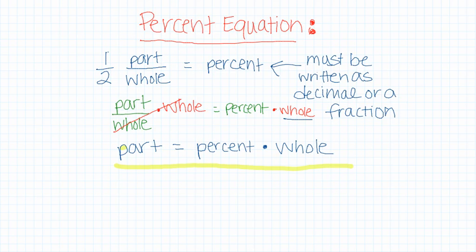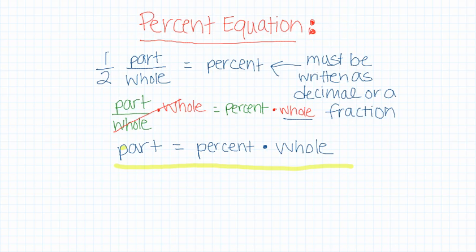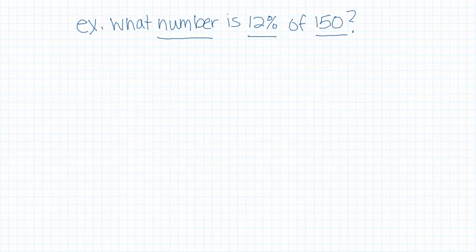So, example number 1. What number is 12% of 150? The keyword here is number. The key numbers are 12% and 150. If you go back to our percent equation, it is part equals percent multiplied by the whole. So we have some sort of part equaling our percent multiplied by a whole.